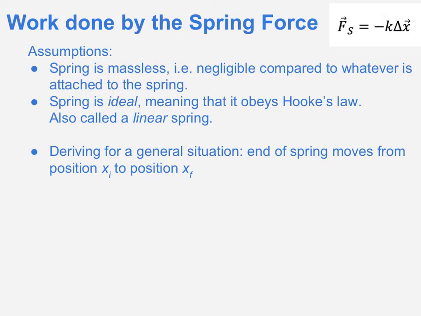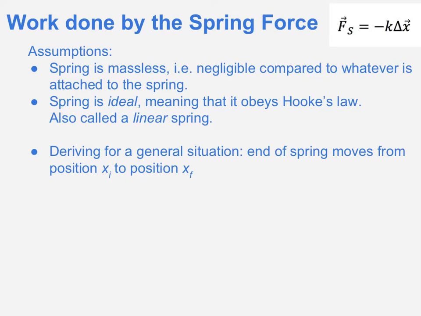So with that in mind, we do make a few assumptions: that our springs are massless, meaning low mass compared to anything that's attached to them, and that the springs are ideal, meaning that they obey Hooke's law, that negative k delta x. Sometimes that's called a linear spring as well. So we're going to first start with work, derive a function for the work being done by a spring, but then we'll quickly change to potential energy because it's much more useful.